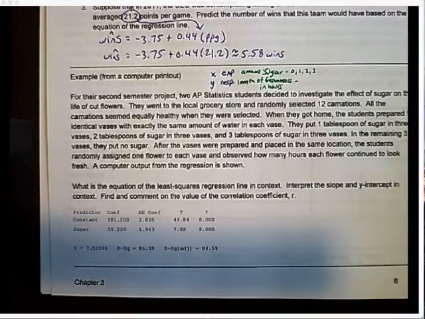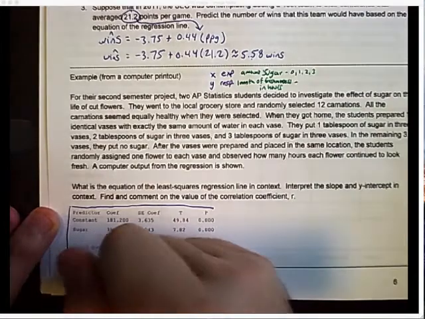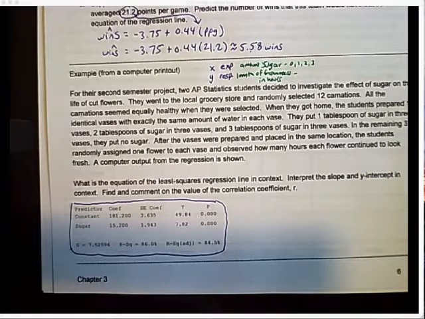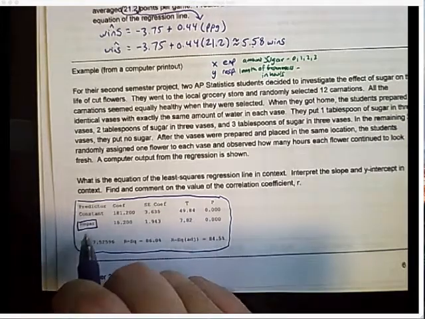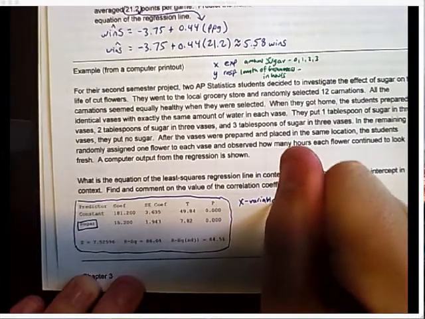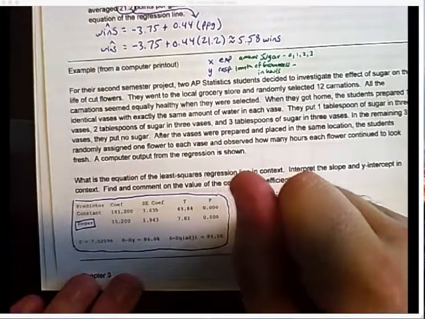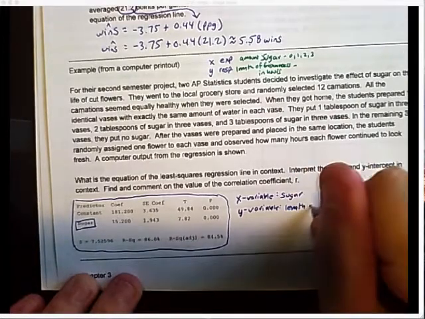Instead of giving you the actual data, they can give you a computer output. So how do we read this computer output? What are the important things to pull out of there? Well, there's a few things. Right here, they're going to give you some variable name. Whatever name they give you right there, that's going to be the x variable. So the x variable is sugar here. What would that make the y variable? Well, the other variable, this is the length of flower freshness.